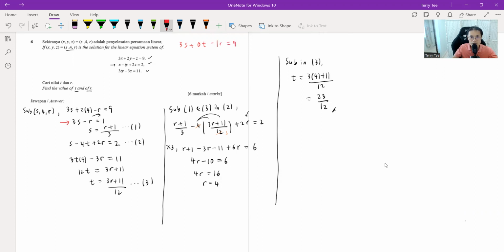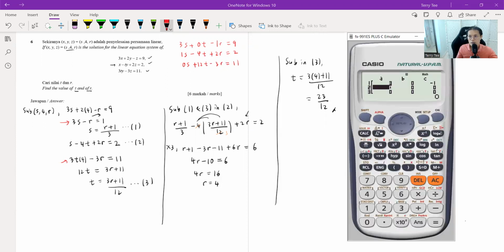The second equation is 1S minus 4T plus 2R equals to 2. My third equation, this one no S, so I put a 0S plus 12T minus 3R equals 11. So let me just key in this in my calculator. The second one is 1, -4, and 2. Answer is 2. Third one is 0, 12, minus 3. Last one is 11.